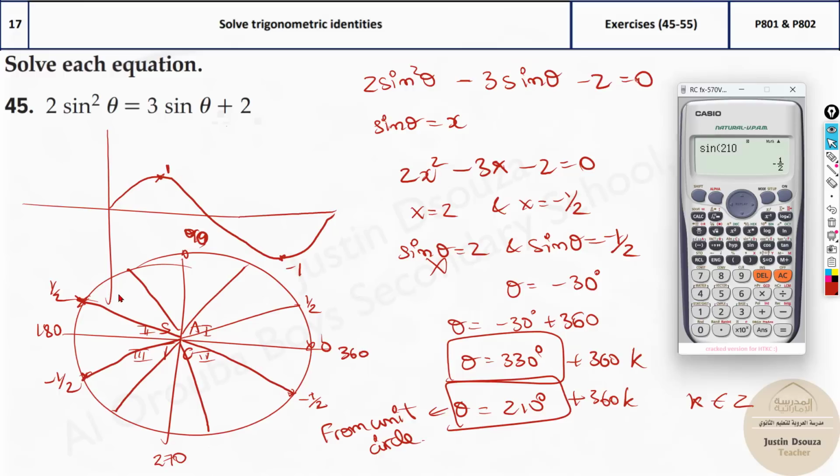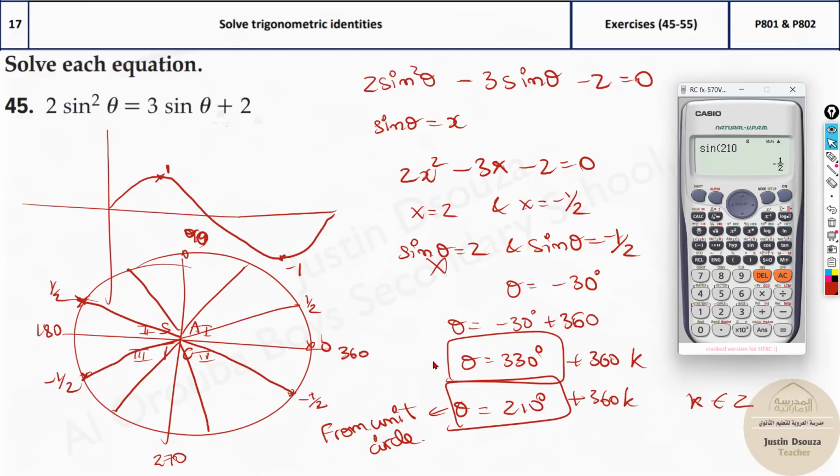I know this is positive, this is positive. First and second quadrant, no. Start from 180. After 180, which is the value? 210. In the first attempt only, you'll get negative half. Only try these 6 values. You'll get it. Why? Because we got sine as negative half. So this is the way.